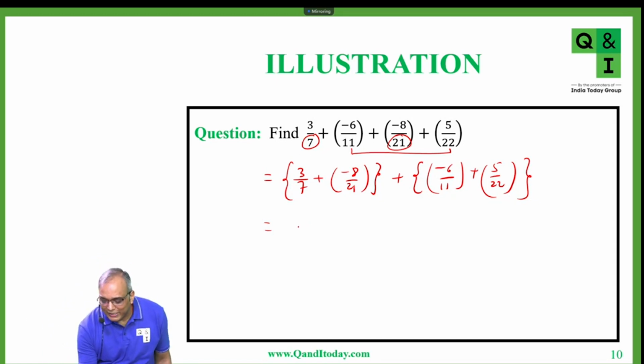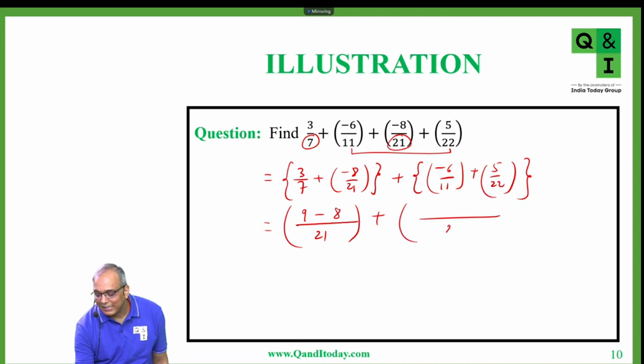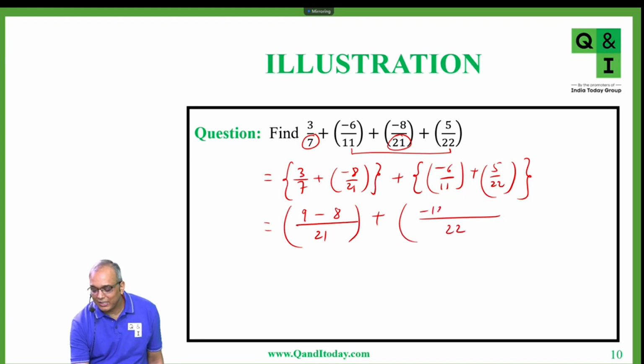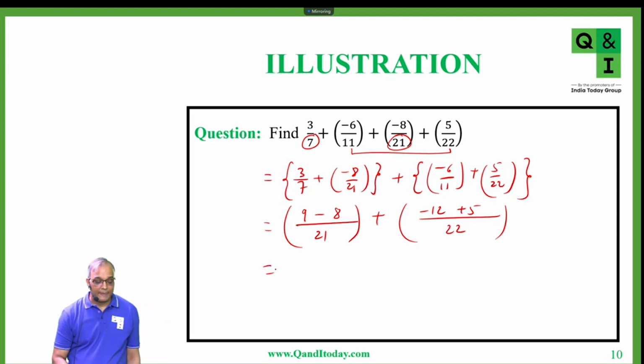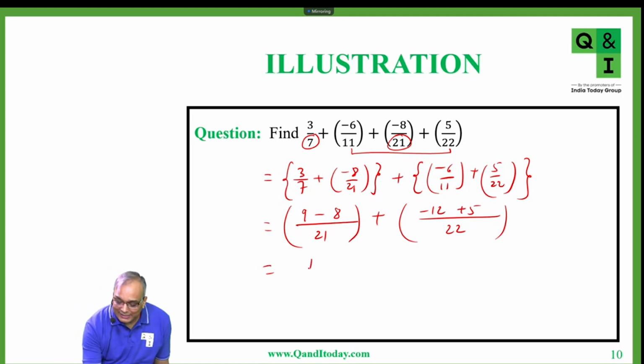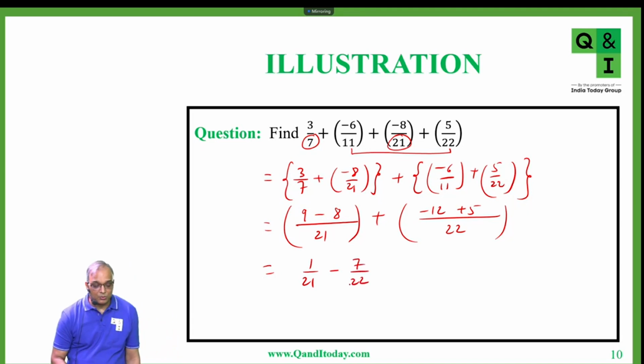Now you take the LCM 21 here. So 7 3s are, this will become 9 minus 8 over 21, plus with LCM as 22, we'll have minus 12 plus 5 over 22. Is it clear? So 9 minus 8 is 1 by 21. Minus 12 plus 5 is minus 7 over 22.